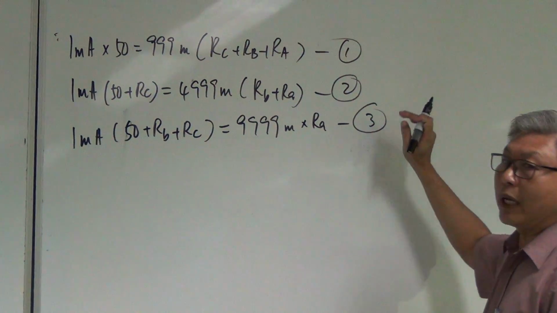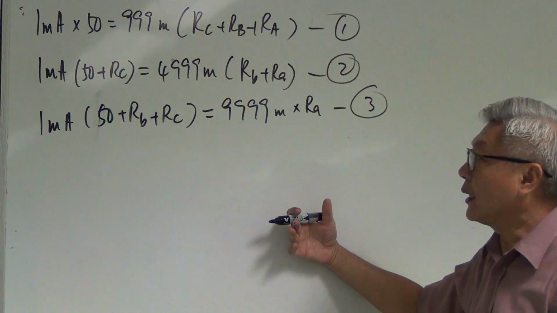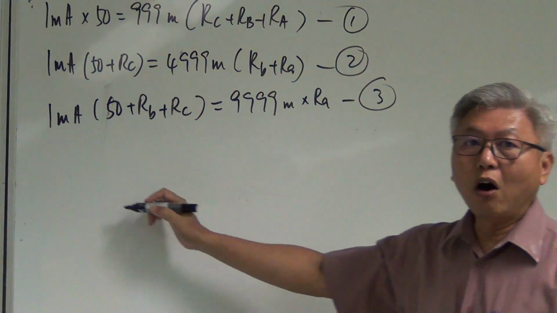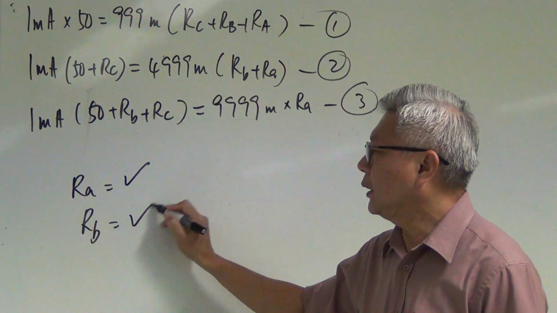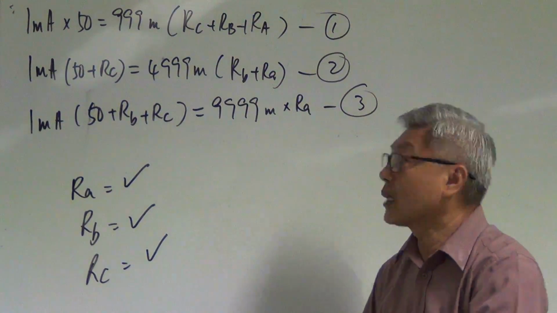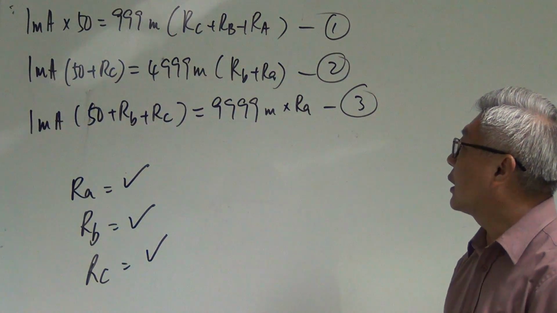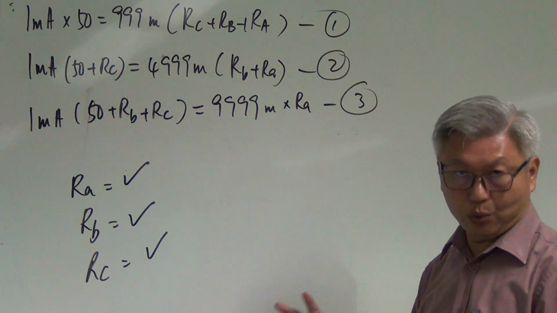Right? So you can use your substitution or elimination that you learned in mathematics to find out the unknowns RA, RB, and RC. This will take a bit of time because it's three equations, so it takes a bit of time for you to find the unknowns. Alright, but that is how it goes.